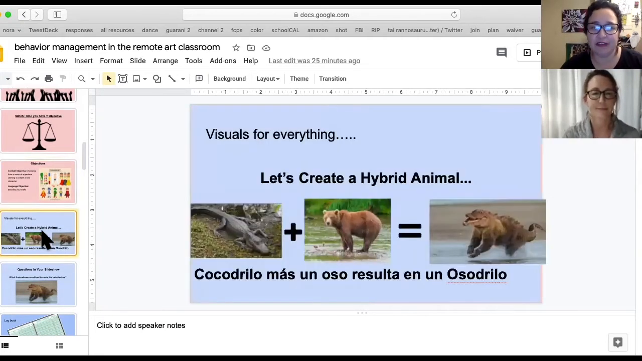And going along the lines of providing visuals for everything, we did a lesson on hybrids, animal hybrids. And as a way to explain the concept, we used a math problem. So it's like a crocodile plus a bear is a croco-bear. And that's in Spanish because I teach my class in Spanish.